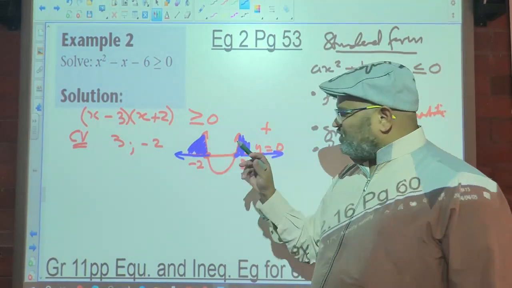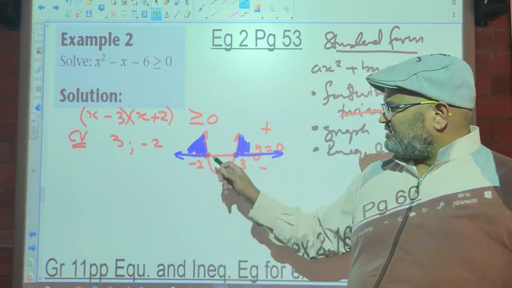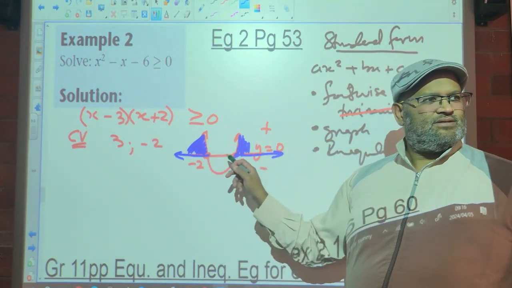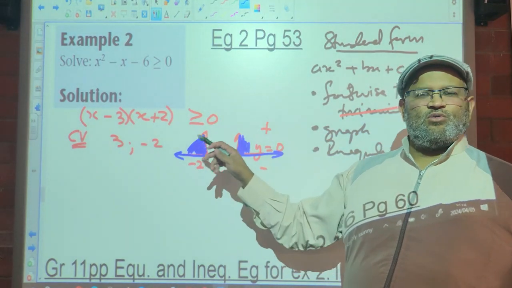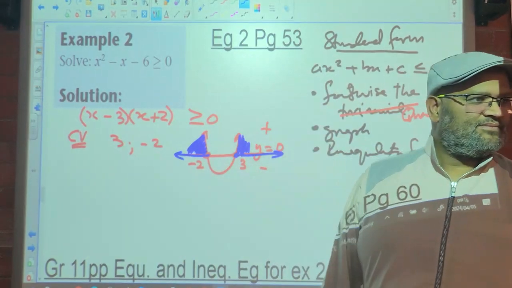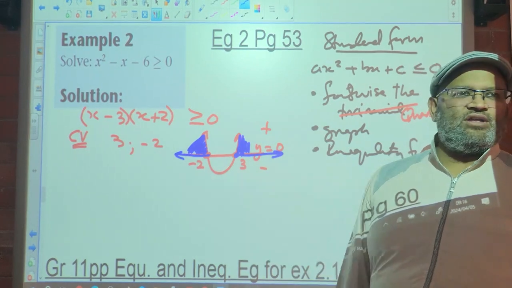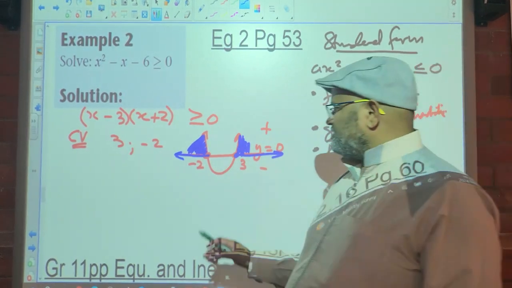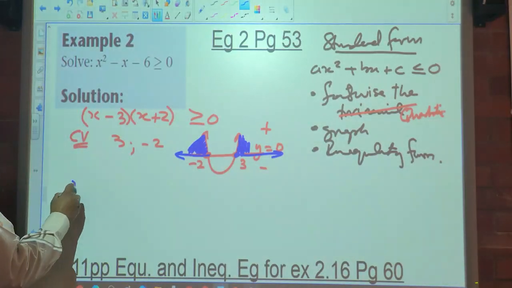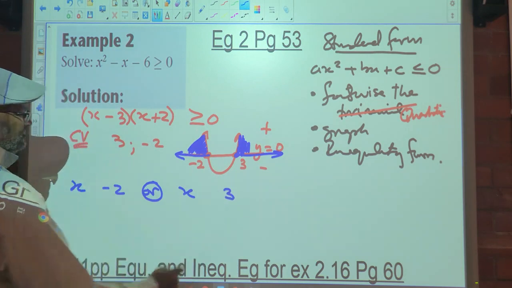Now, is the solution together or is it apart? It's apart. It's a break-in solution. Can you see that? The solution is apart. So will I write the inequality together or apart? Apart. You guys understand? So if you can get this right here, then the inequality is going to be easy. Okay, so we write it apart. So I write x, negative 2, or x.